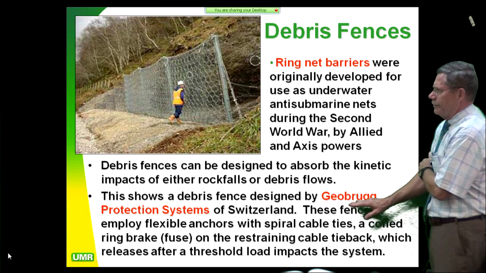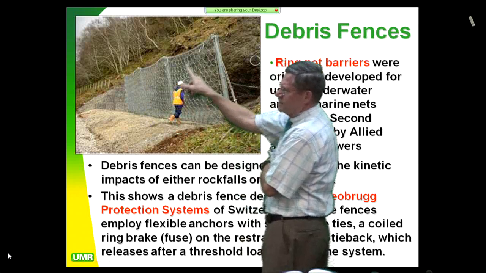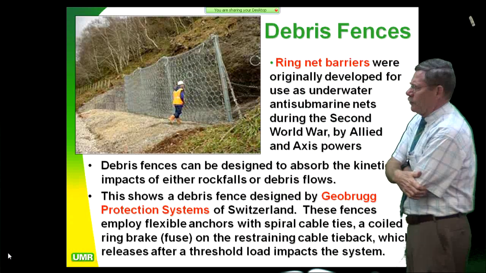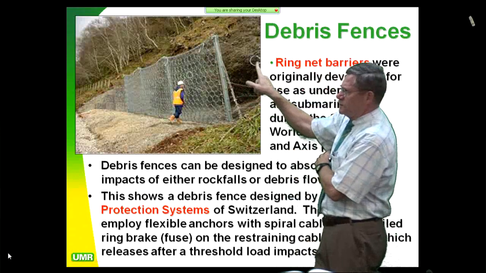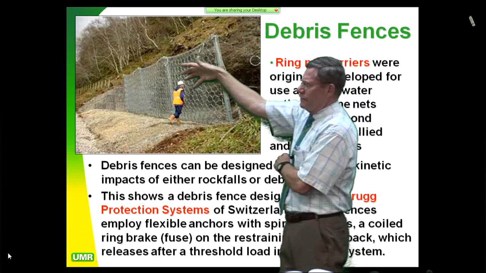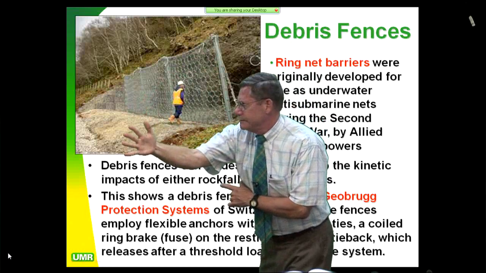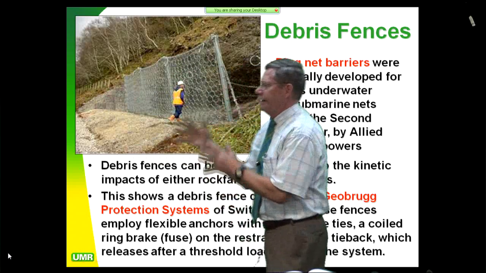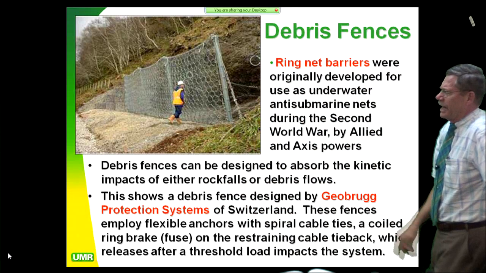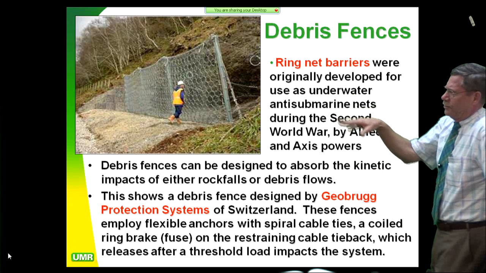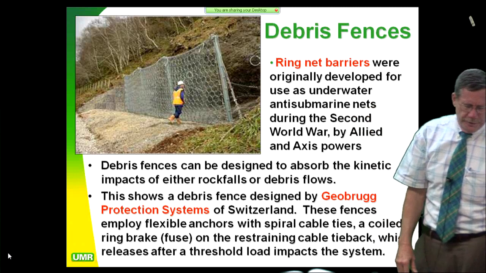GeoEng is the big outfit out of Switzerland. They were using these ring net barriers that were originally developed for anti-submarine nets during World War II. They kind of ran out of those in the mid-'80s or so, but they actually make them now, and they have these fuse plugs on them, and so you can have these huge loads come into them. The fuse plug is pulled, breaks, this thing pulls out that way and catches the debris, and it's called a ring brake. And very, very effective system. The nice thing about using this is you can get GeoEng to come out there, and they really know what they're doing, and they can help you build it.